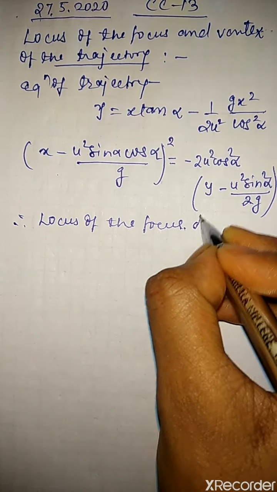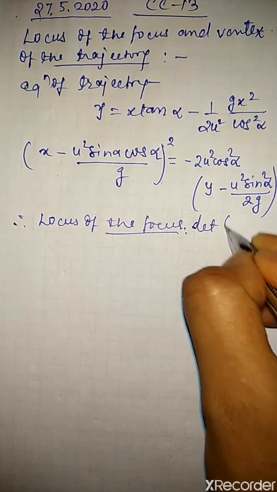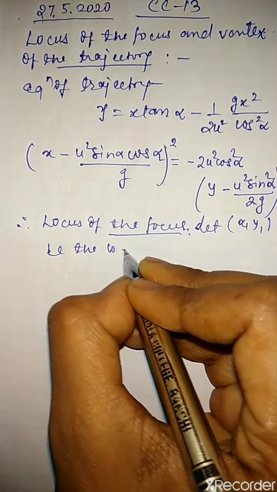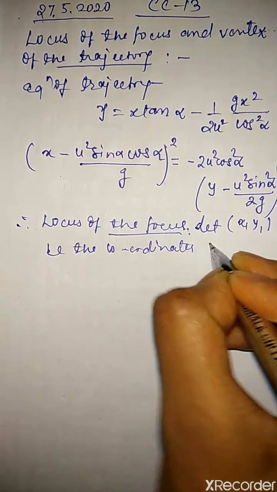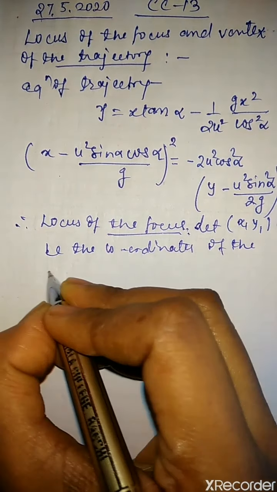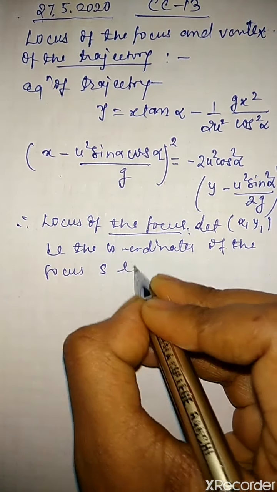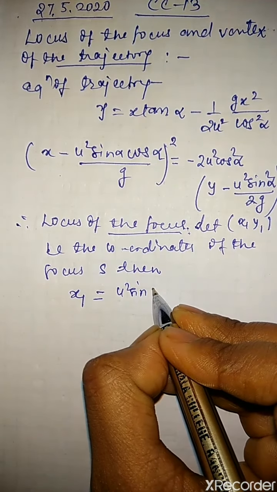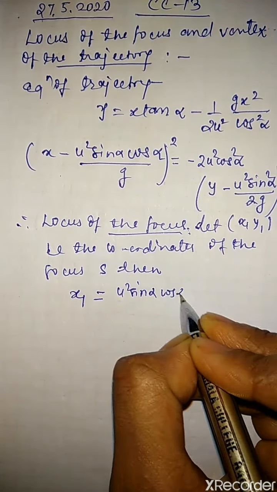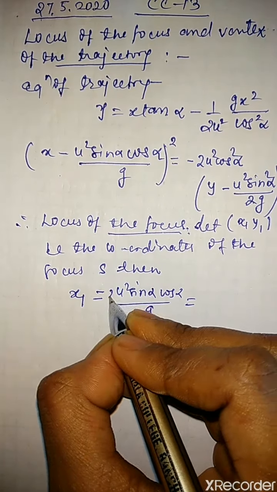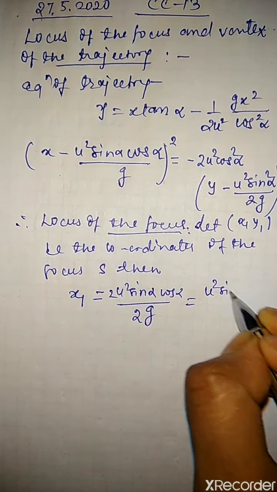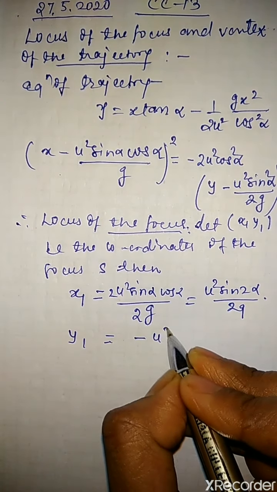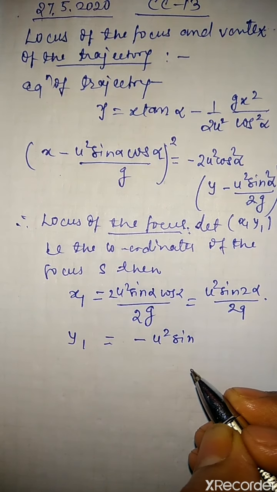For this, let x1 and y1 be the coordinates of the focus S. Then the two points are: x1 equals u square sin alpha cos alpha by g, and by multiplying 2 in both numerator and denominator, we are left with u square sin 2 alpha divided by 2g. And then y1 equals minus u square cos 2 alpha divided by 2g.